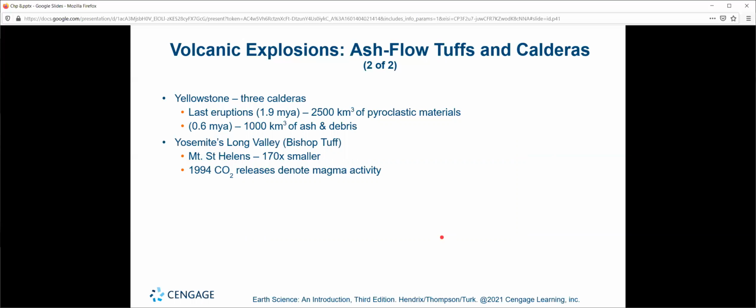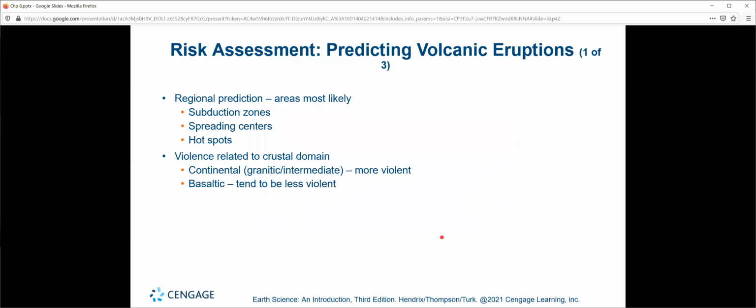Very large, though, as shown here. Yosemite's Long Valley, the Bishop Tuff, is 170 times larger than Mount St. Helens and is still active magmatically.